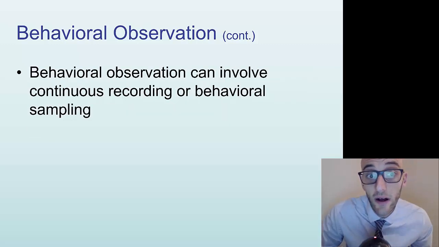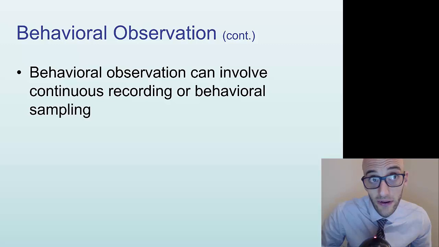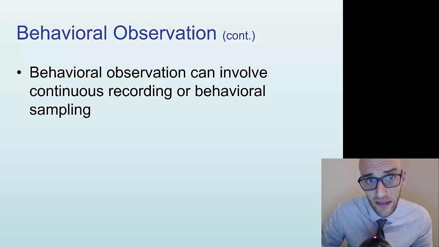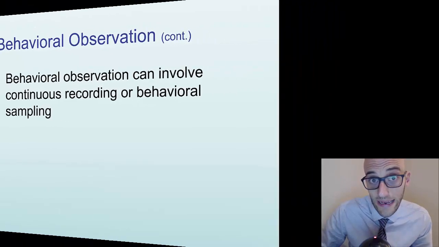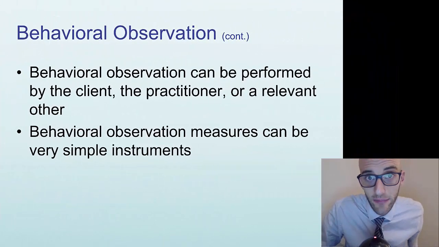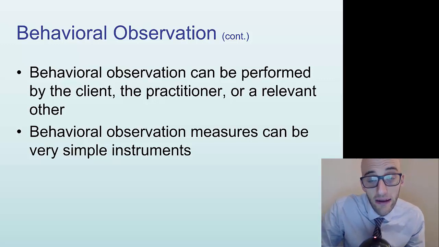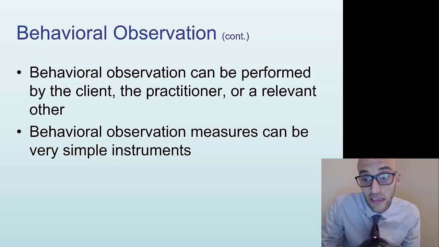Behavioral observation can involve continuous recording or behavioral sampling. Something that a lot of students have been doing recently is using a Fitbit or Apple Watch or something along those lines in order to get a continuous rating. And behavioral observations can be completed by the client, the practitioner, or a relevant other, and behavioral observation measures can actually be relatively simple instruments to use.